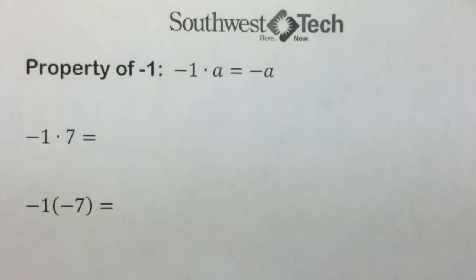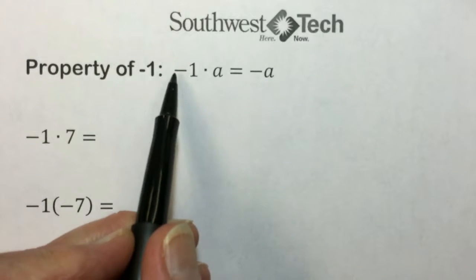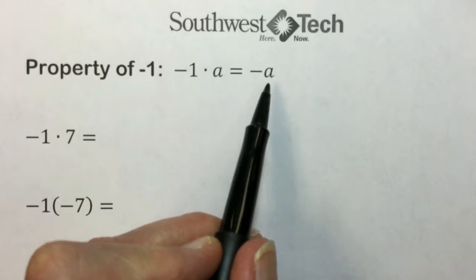When a number is multiplied by -1, the result is the opposite of that number. We formally state that as the property of -1. For any real number a, -1 times a is the opposite of a.